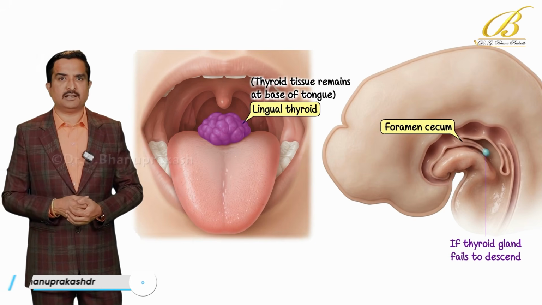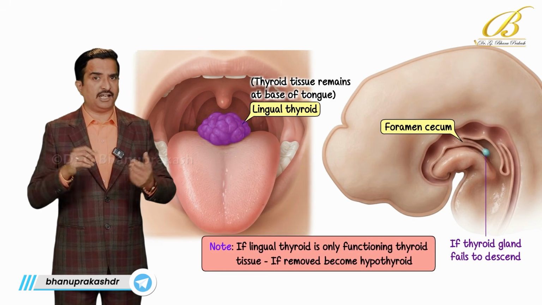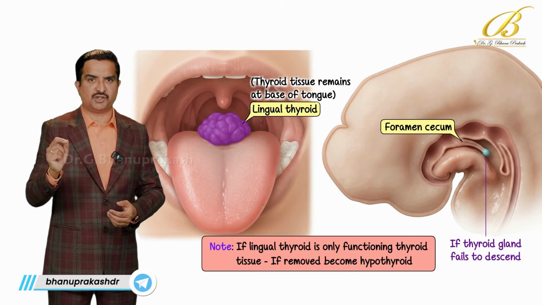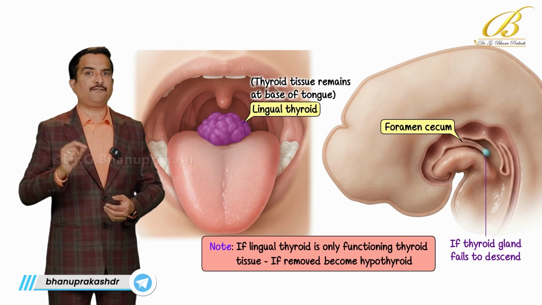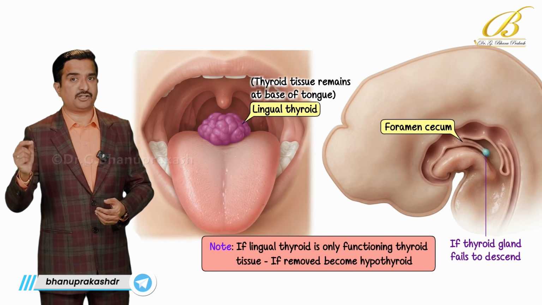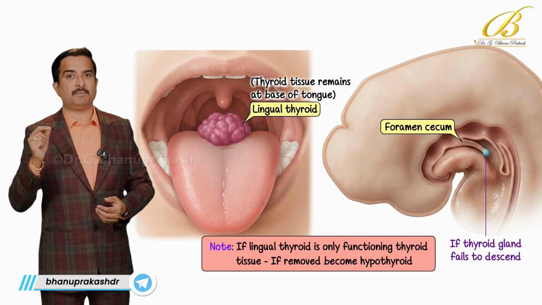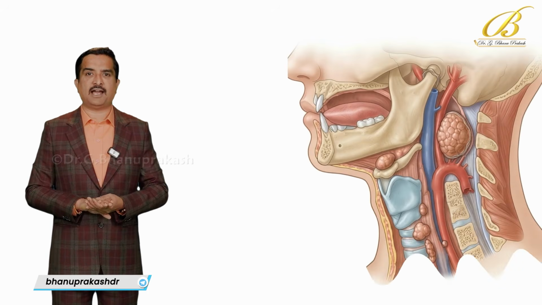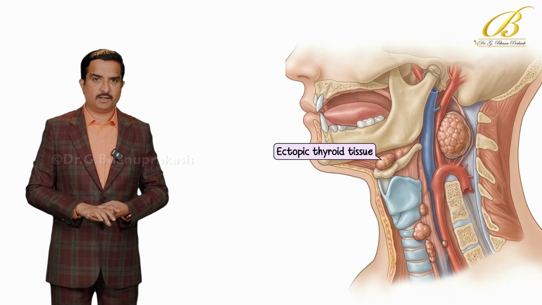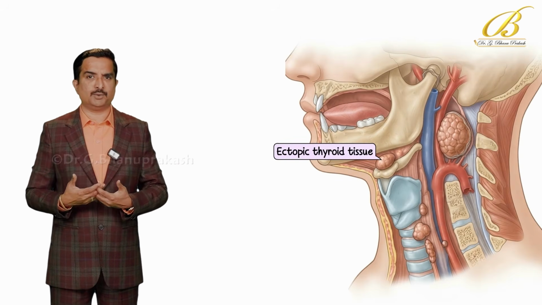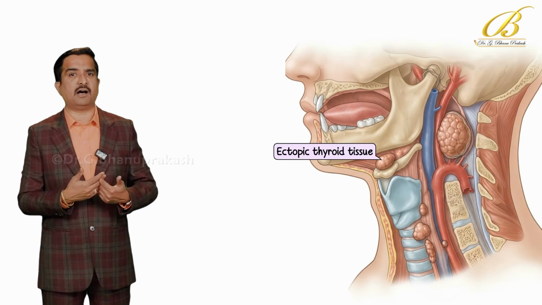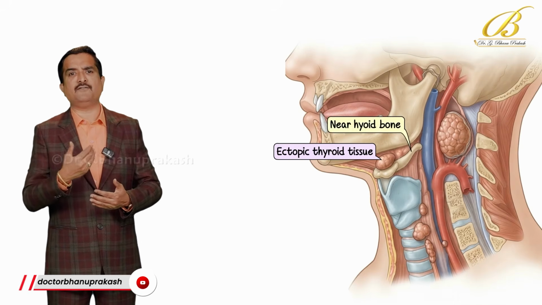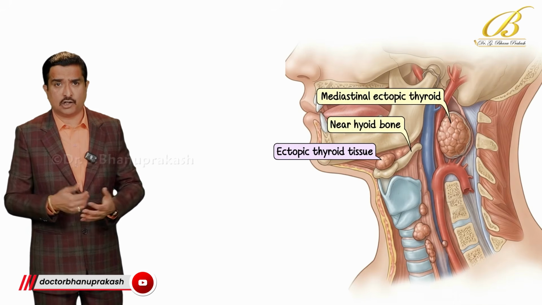And here the important part is, in some individuals, this lingual thyroid is the only functioning thyroid tissue they have. So, if it is removed, for example, by mistake during surgery, the person may become absolutely hypothyroid. And finally, we have the ectopic thyroid tissue. This refers to thyroid tissue that is found along the path of descent, such as near the hyoid bone or even down into the mediastinum also.